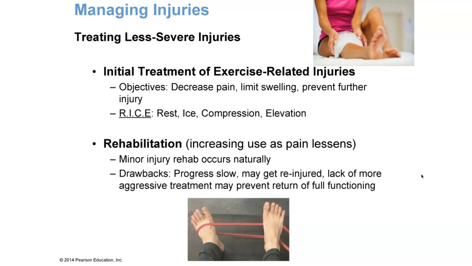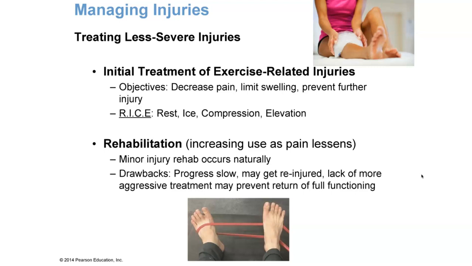Sometimes you might hear it as PRICE, and the P would stand for protection, which could be wearing a brace or wearing a boot or something like that. So rest, say we have a sprained ankle, how are we going to rest it? Well, of course, you can stay off of it. You can sit in a chair or sit on a couch. But if you have to get around, what can we do? One of the common ways is to use crutches or possibly use one of those scooters.